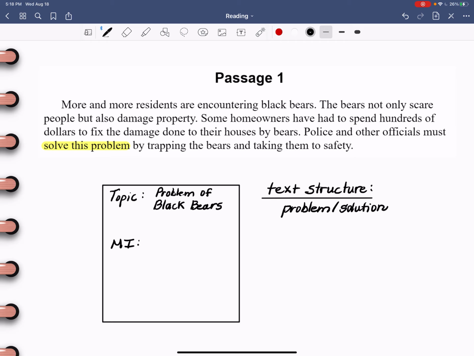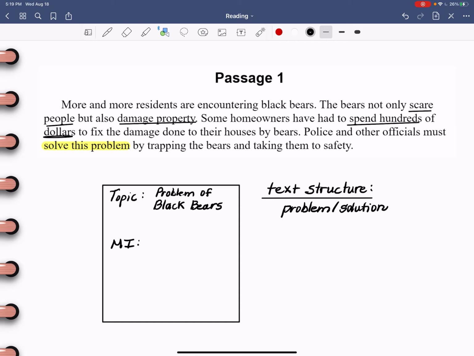And let's try to identify our problem. What is the problem that black bears pose to our residents? Simply encountering or meeting a black bear is not a problem. They scare people, that's a problem. They damage property, that's a problem. They cost lots of money, that damage does.